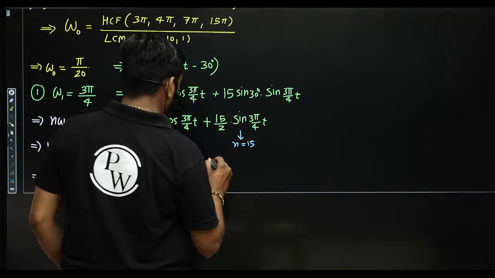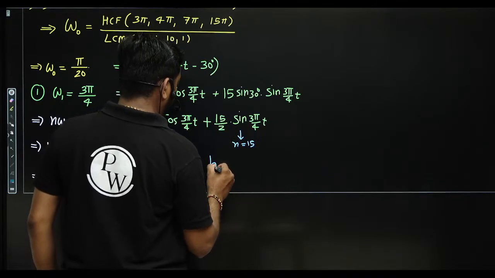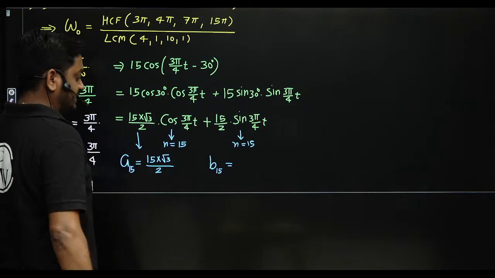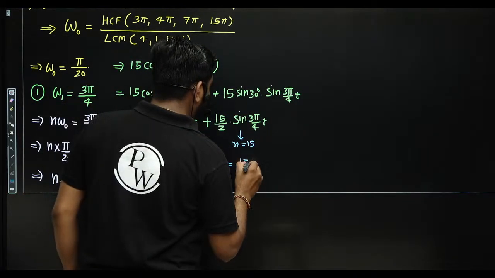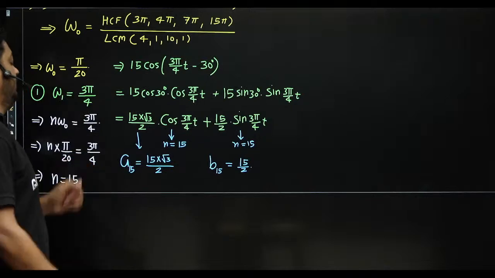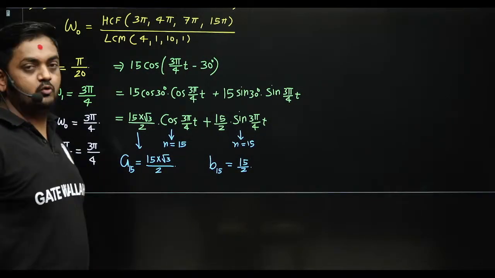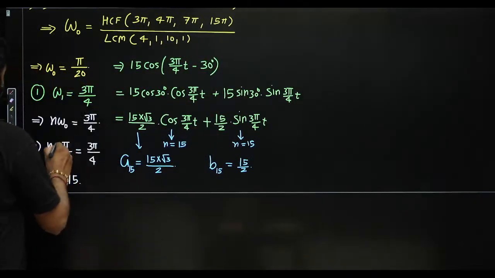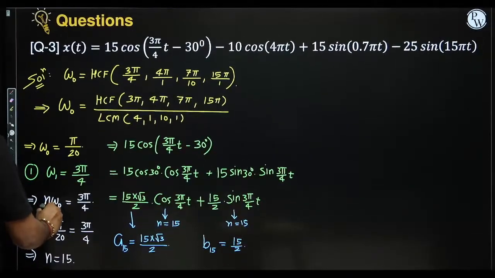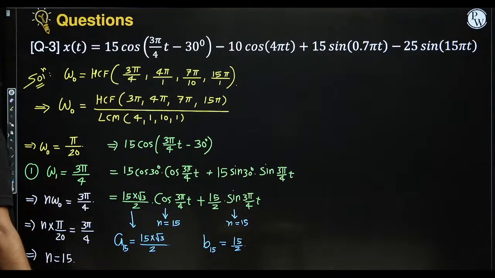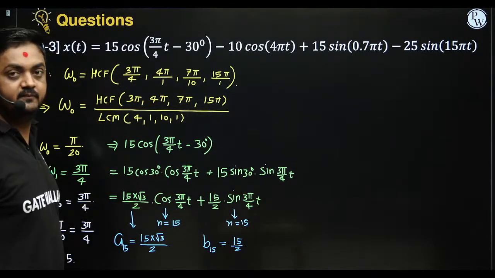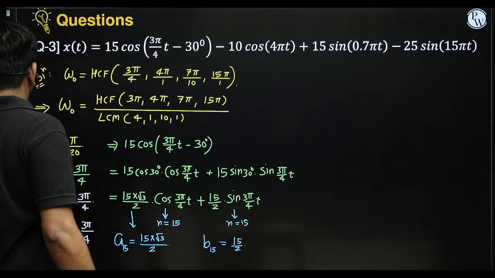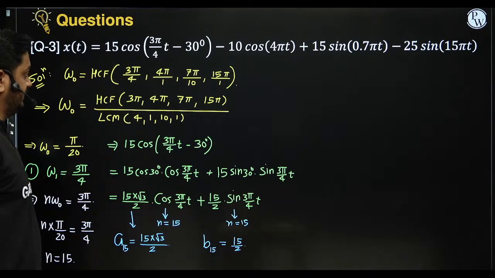And what is the B15? Corresponding to sin, you will get the B15. So if an additional phase angle is there, then you will get A and B both, guys. Correct? So B15 is what? 15 by 2. So in this way we can calculate the non-zero coefficients. These are non-zero coefficients, guys. Is this clear? So this is for the first term, the first frequency, guys.